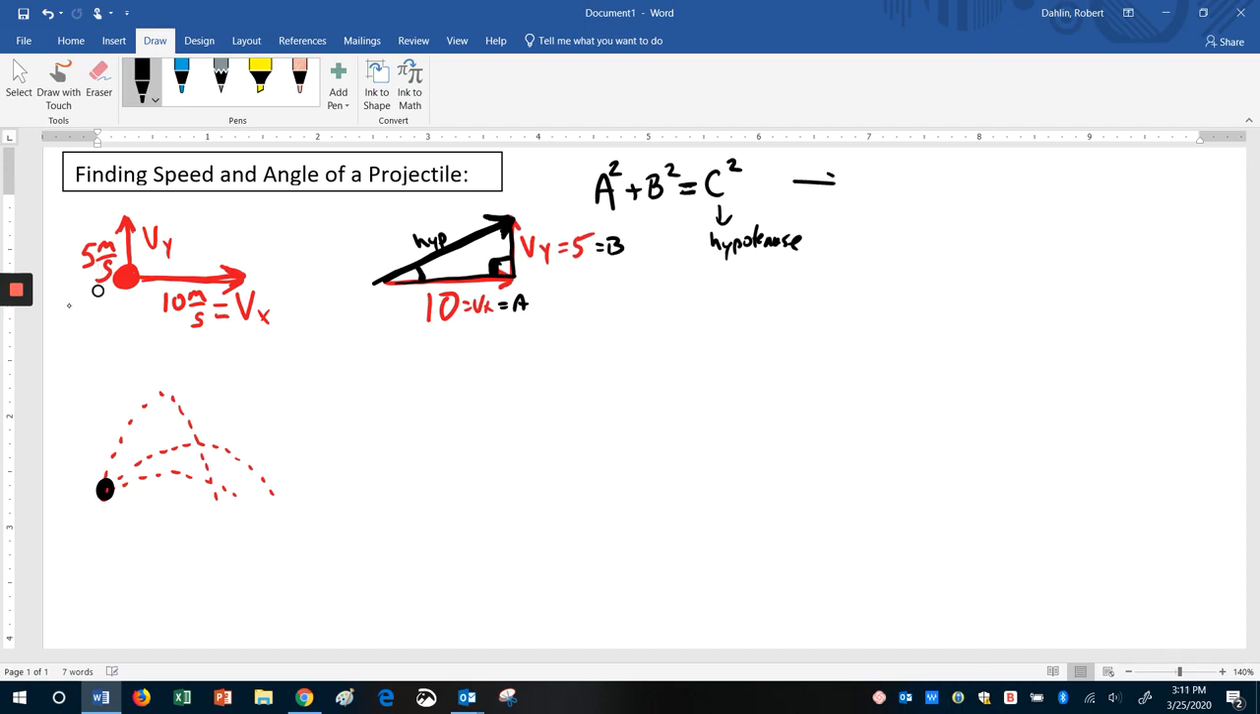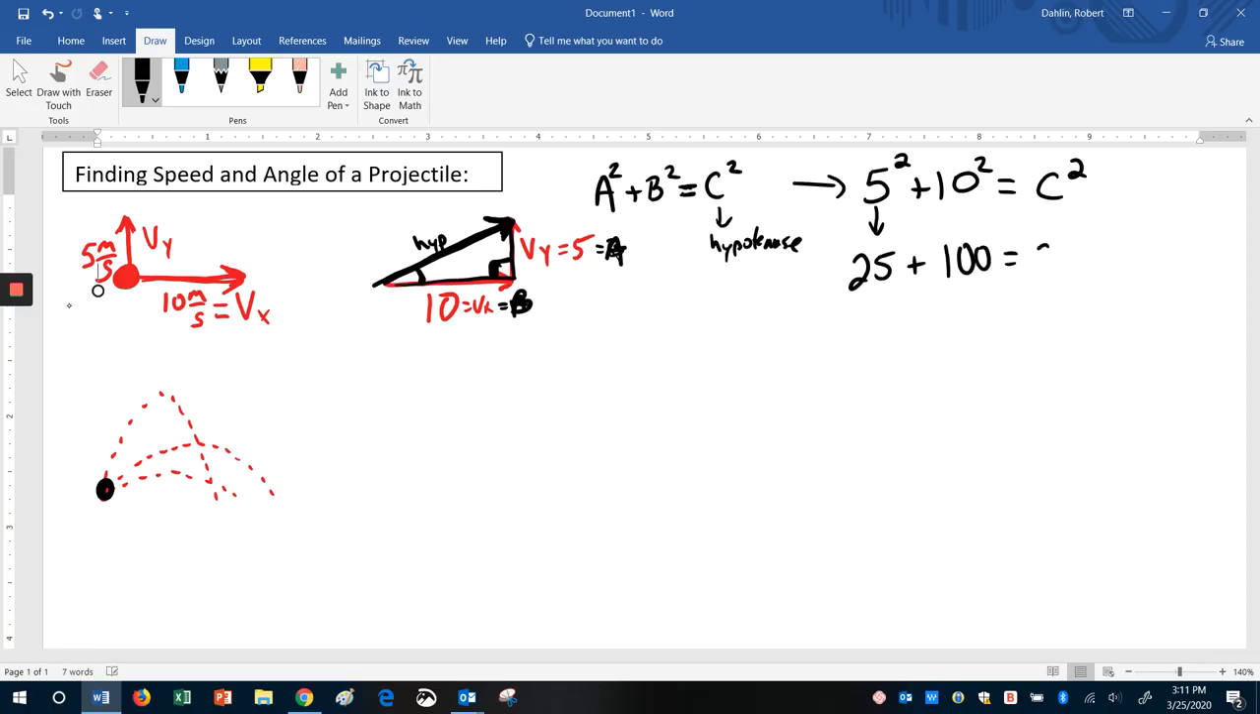But what we do know is that if I flipped it and made this one A and this one B, then 5 squared plus 10 squared is going to equal C squared. Now again, order of operations here is really important. You always have to do PEMDAS, and in PEMDAS your exponents always come before your adding. So 5 squared is 25, plus 10 squared is 100, equals C squared. Now we can add those together. We get 125 equals C squared.